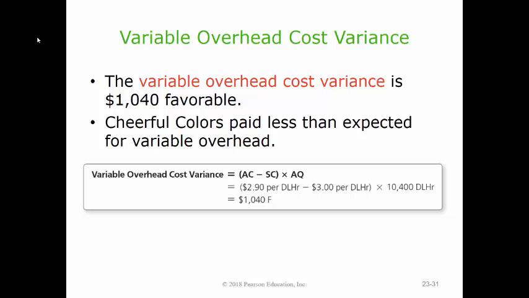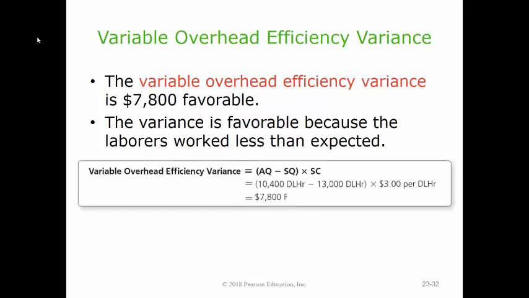And if we multiply that by the total quantity of our driver, or direct labor hours that we used, 10,400, we come up with a $1,040 variance. And since our actual costs were less than our standard that we set, that's good for our company. Less cost is always a good thing. So we have a $1,040 favorable variable overhead cost variance.